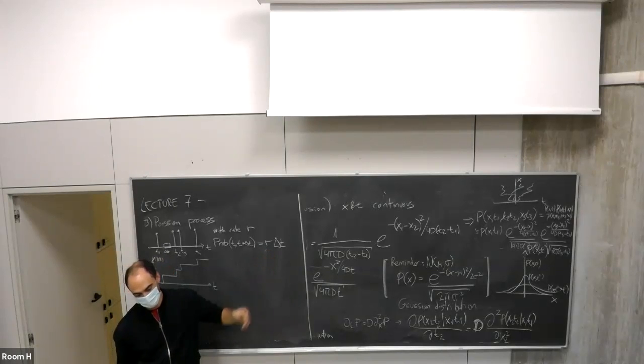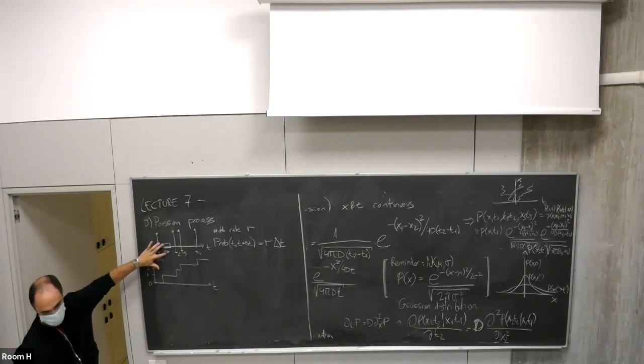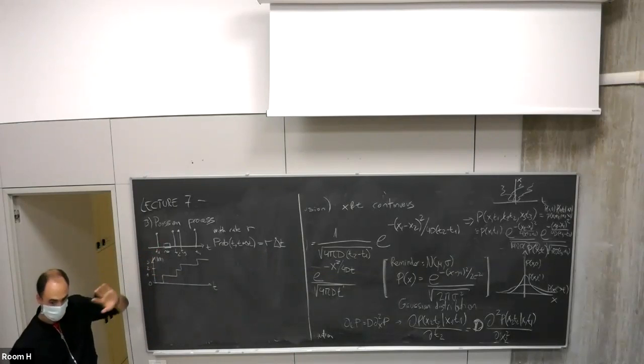So this probability is the probability that if we consider a certain interval of time, we will see one of these events. Exactly. This is the probability for one event to happen, R delta t.